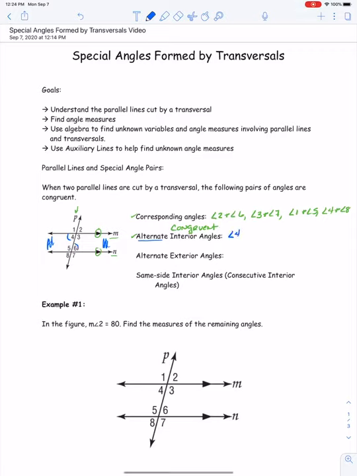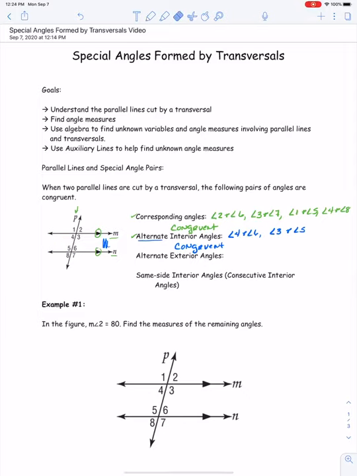are alternate interior angles. So pause the video now and see if you can identify the other pair of alternate interior angles. Hopefully you paused the video and you were able to see that angle 3 and angle 5 are also alternate interior angles. Again, these angles are special because they are congruent. They are congruent, which means they have equal measures. Okay? Everybody good so far?